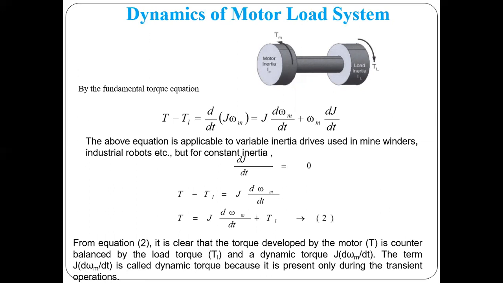Therefore, our new torque equation will be T minus T L equals J d omega m upon dt. We can write this equation again in this form: T equals J d omega upon dt plus T L, where capital T stands for the motor torque and T L indicates the load torque. From this equation we can conclude that the torque developed by the motor is counterbalanced by the load torque, and there is one more quantity, the dynamic torque, J d omega upon dt. This term is called the dynamic torque because it is present only during the transient operation. So this is all about the concept of the dynamics of motor load.